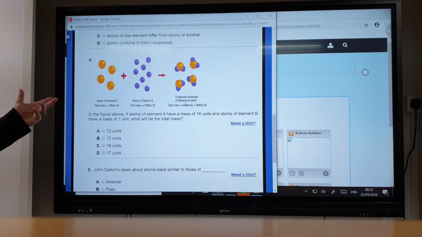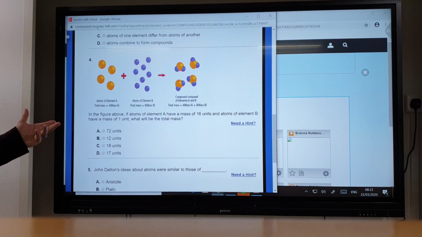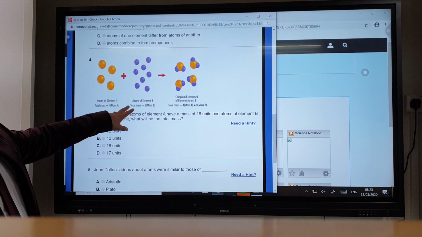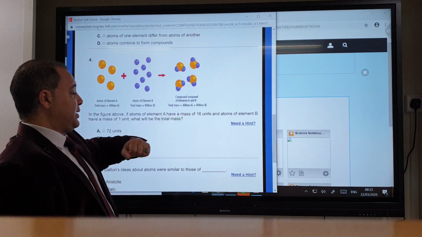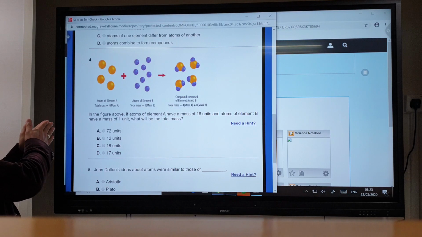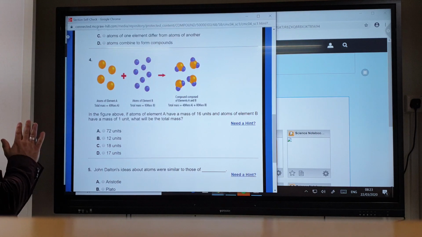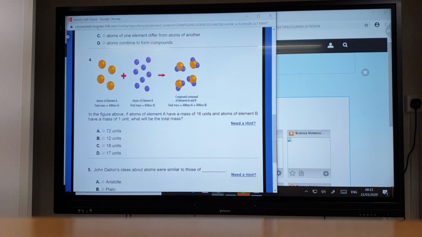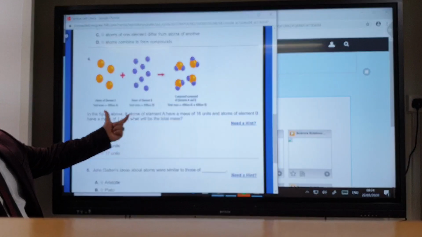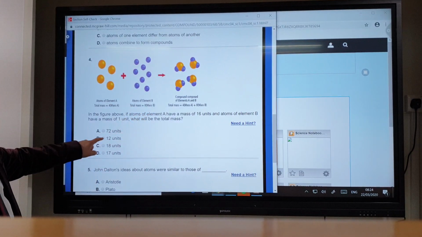Atoms of element A combine with atoms of element B to form a compound consisting of A and B elements. In the figure above, if atoms of element A have a mass of 16 units, and atoms of element B have a mass of 1 unit, what will be the total mass? Options: 72 units, 12 units, 18. Yes, 4 plus 8 equals 12. So, 12 units.